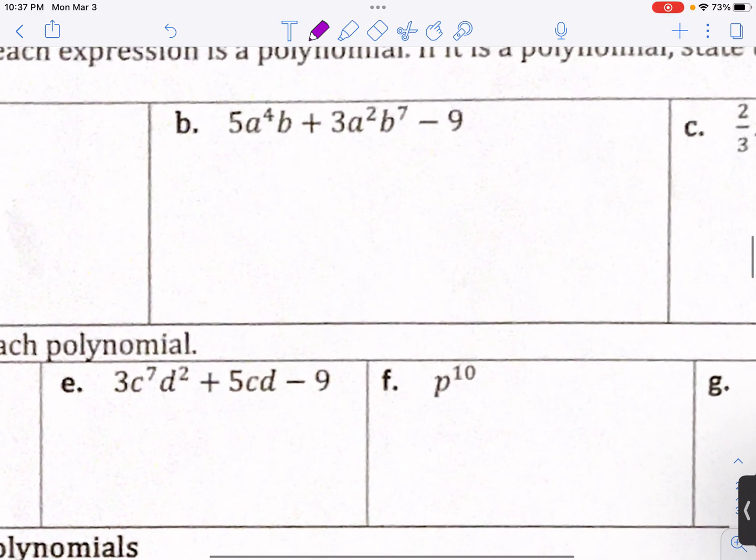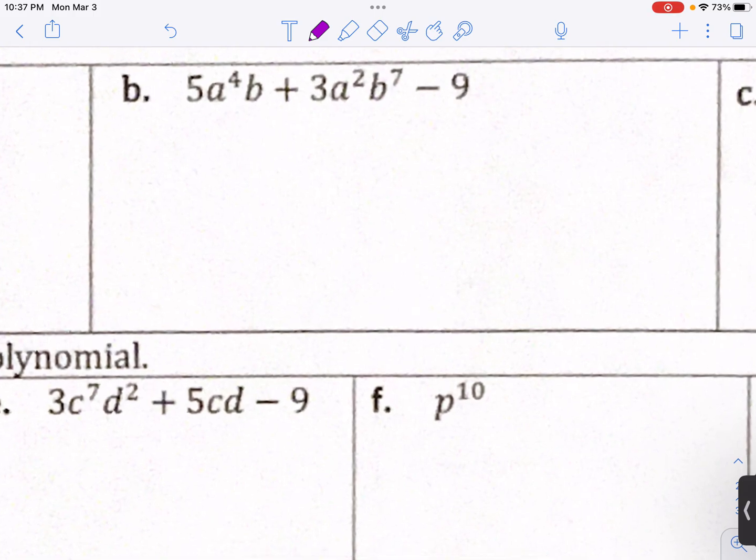This next one, again, we're looking at the variables. So again, this a to the fourth is good, b to the first is good, a to the second, b to the seventh. They're all good. They're all positive. We don't have anything weird going on, so we will say yes.